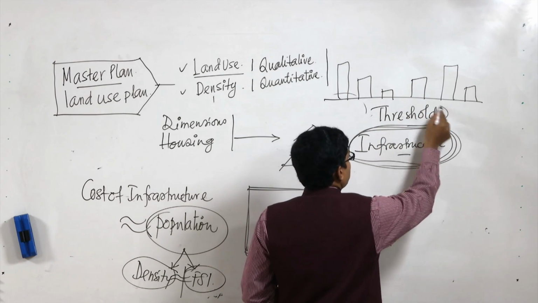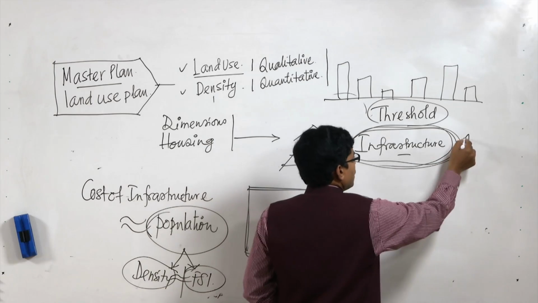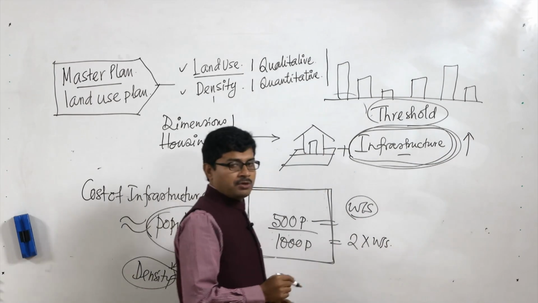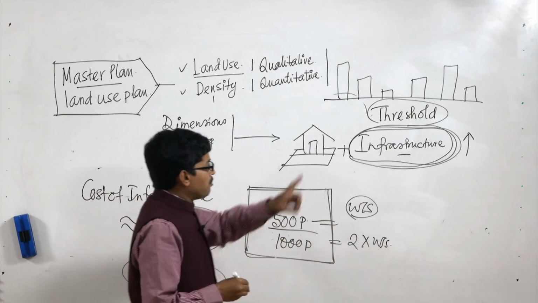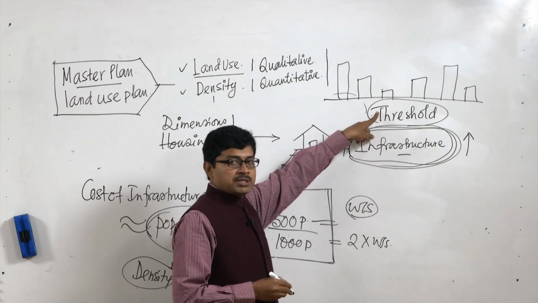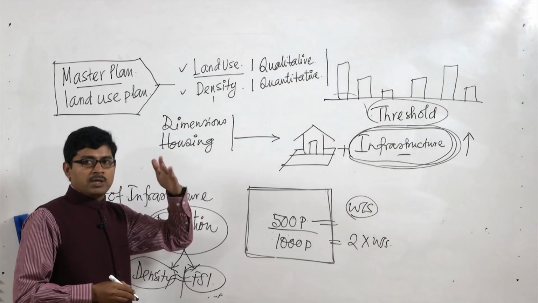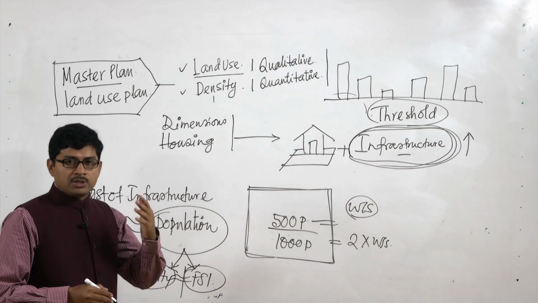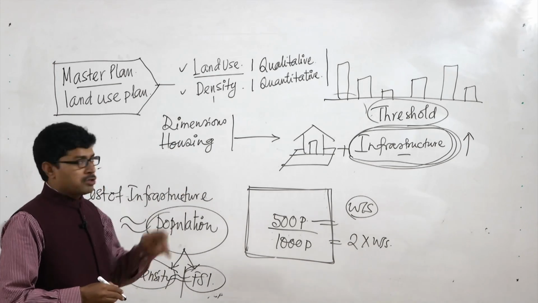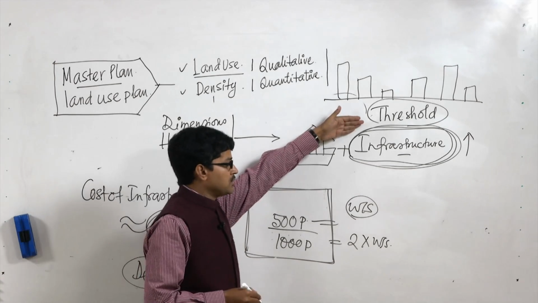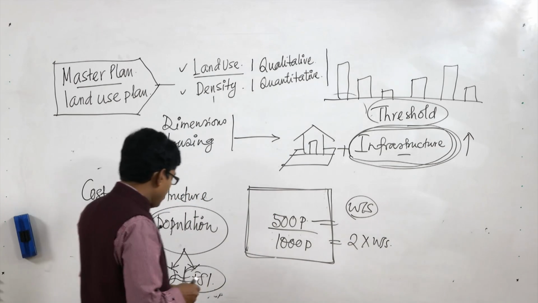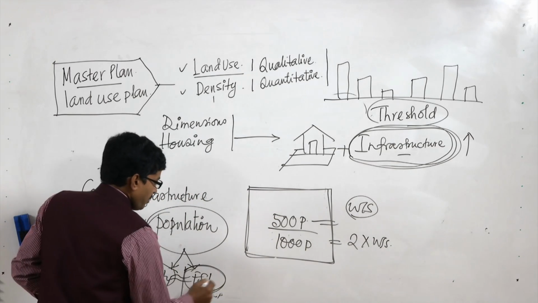There is a threshold beyond which we cannot go increasing infrastructure stress on a given plot. Based on that threshold of the infrastructure beyond which we cannot go, it becomes infeasible, it becomes untenable. So, beyond that we cannot go. So, based on the threshold of the infrastructure, we back calculate and we come to the prescribed FSI.